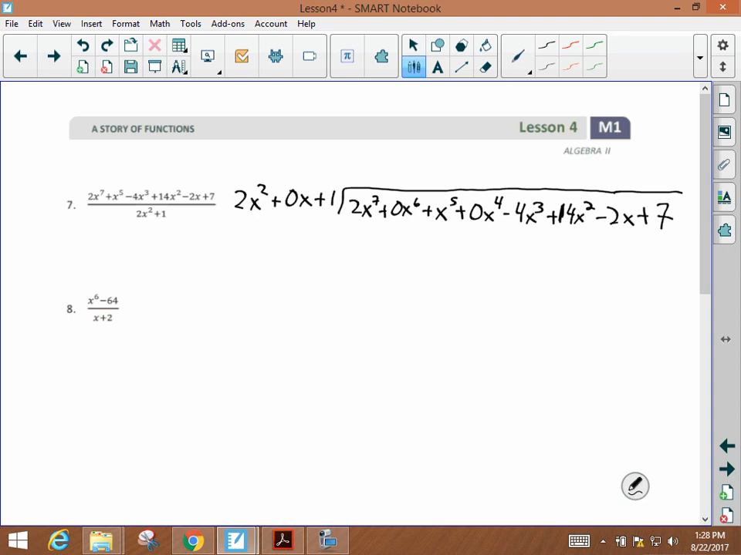So in order to get 2x to the 7th by multiplying something times 2x squared, that something has got to be x to the 5th. All right, let's distribute it. So I wind up with 2x to the 7th plus 0x to the 6th plus x to the 5th. I'm going to change the signs and add. So I wind up with 0, and then I have a 0, and I drop that down.